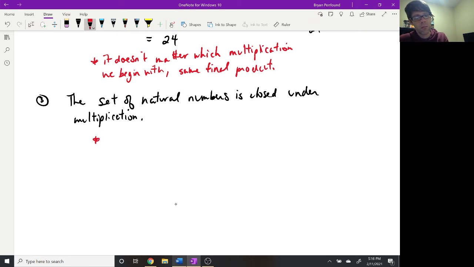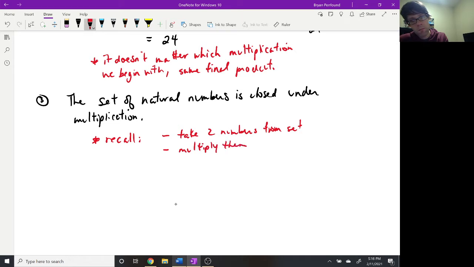Okay, so just maybe a little recall. What we do is we take 2 numbers from the set. Now, in this case, the operation is multiplying, so we're going to multiply them. And then we're going to look at the product. We're going to ask ourselves, is the product also a natural number? Is it also from that original set that we started with?